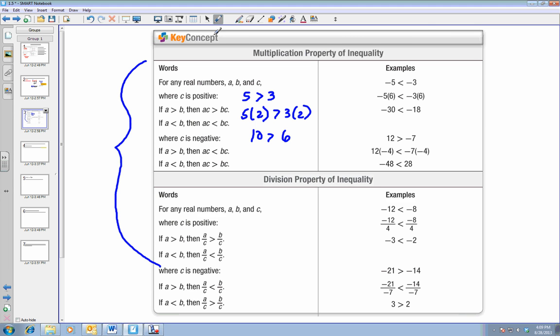But look what happens when I multiply by a negative. So I still have 5 is greater than 3. Let's say I multiply these numbers by negative 2. Whoops. So 3 times negative 2. So now I have negative 10 is greater than negative 6. Well, that's not true. Negative 10 is smaller than negative 6. So this shows that any time you multiply or divide, the same thing happens when you divide, by a negative number, you have to switch around that inequality. All right? So that's one rule you need to remember. When multiplying or dividing by a negative, you switch around your inequality sign.